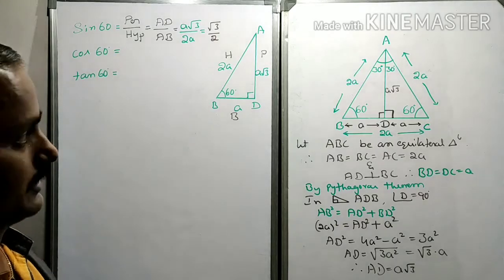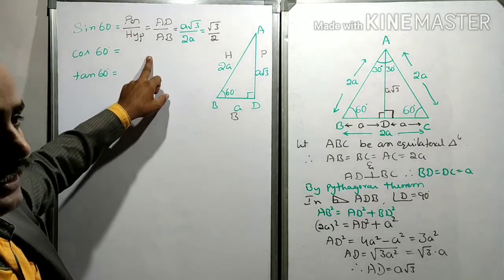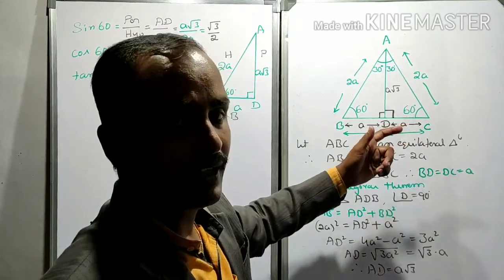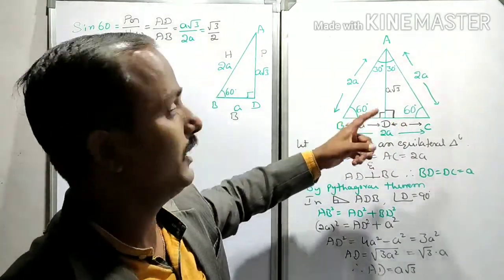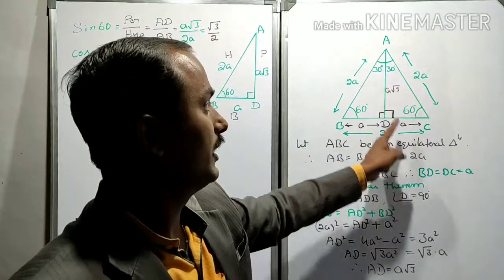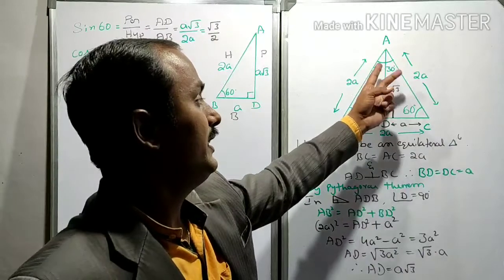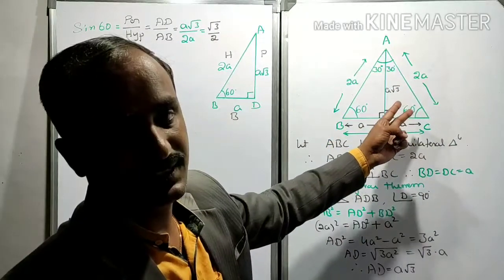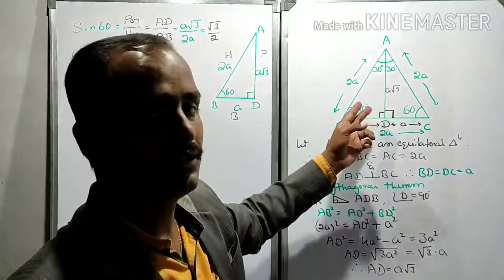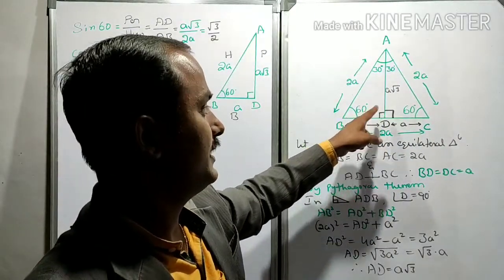Don't forget, dear children, how we derived this. I repeat once again. I consider first an equilateral triangle. You know the characteristic of an equilateral triangle: all three sides are equal. I consider the length of each side 2A: 2A, 2A, 2A. Then each interior angle is 60 degrees. 60 into 3, the sum of the three angles, is equal to 180 degrees. See, this is 60, this is 60 degrees.